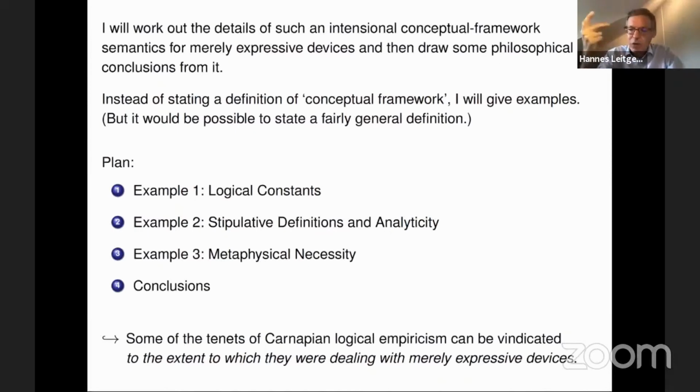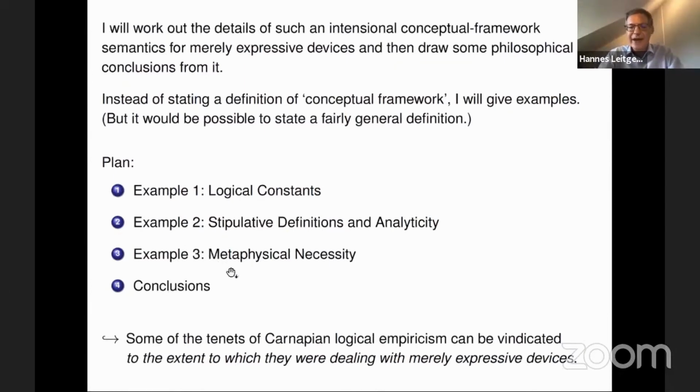And finally, and that's the more controversial part, I will argue that linguistic items in metaphysics, like the metaphysical necessity operator, can be viewed as a merely expressive device as well, right? And once we are there, I hope you can see that you can extend the approach to various other symbols, okay? But of course, not every symbol will be a merely expressive device, and that's not a problem for my approach. I'm not claiming otherwise.